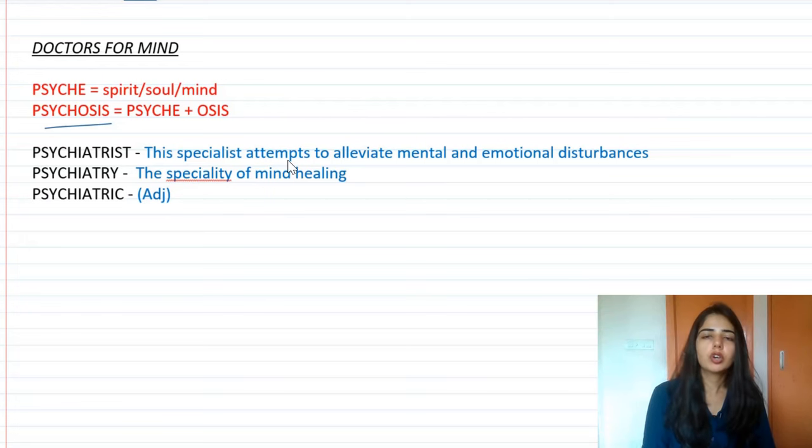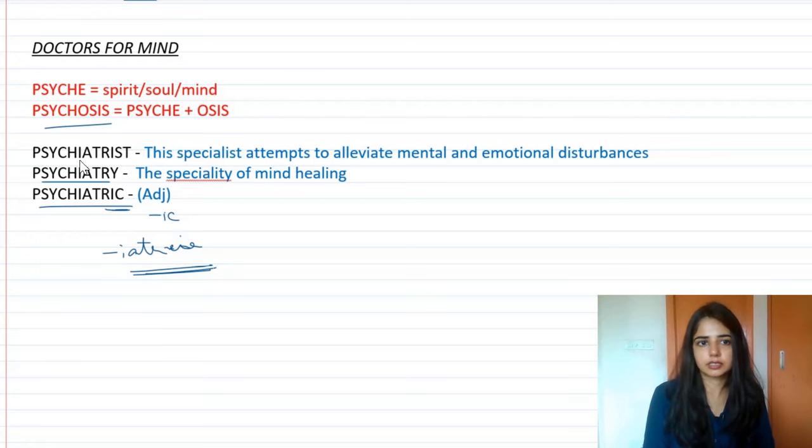Sometimes they also prescribe some medicines which help you increase the amount of oxytocin or other happy hormones in your body. Now, the speciality of mind healing is psychiatry, as we had read about aitria, which means healing. Right, so psychiatry is the speciality of medical healing, and by adding IC we have made the adjective psychiatric. So aitria is healing, psychiatrist an expert of healing the mind.